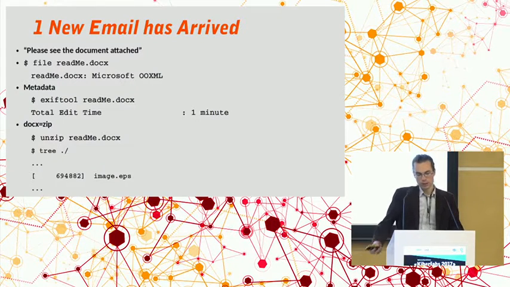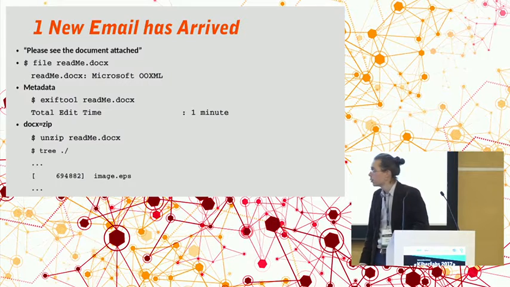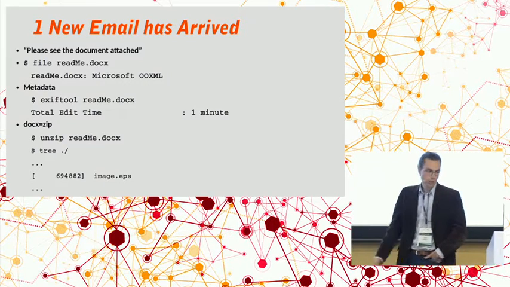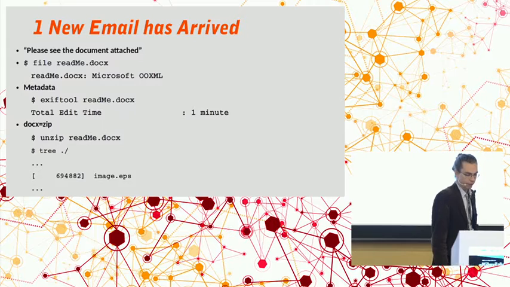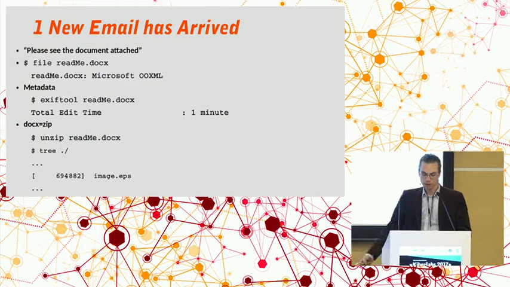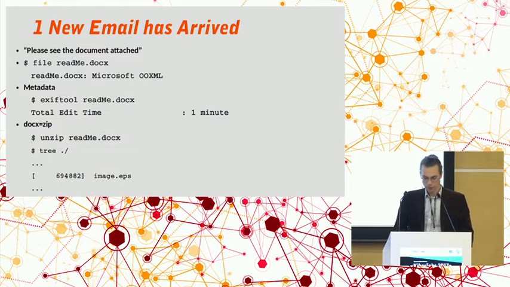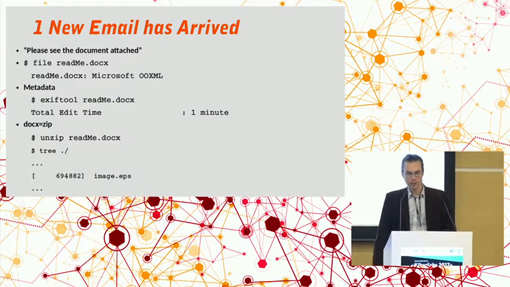Well, we know that docx files are just zip archives of a directory, so we can unzip it and see the internals of the document file. Unzip, and there we see an image EPS file. So, well, you always start looking at the images first, right? That's the most interesting part.